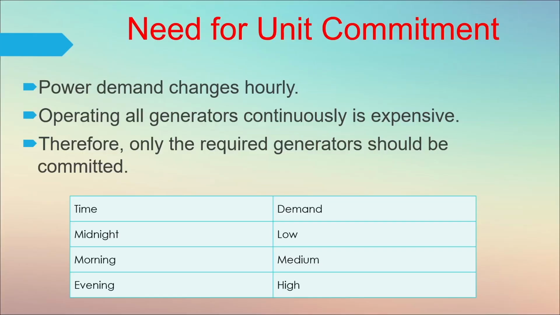Let us take an example of time and demand. We all know that at midnight the power requirement is very low. In the morning the power requirement is medium, and in the evening the power requirement is high. So in the evening, since the power requirement is very high, you have to operate all the power generating units, whereas at midnight certain power units may be shut down, because operating all the generators is an expensive process.